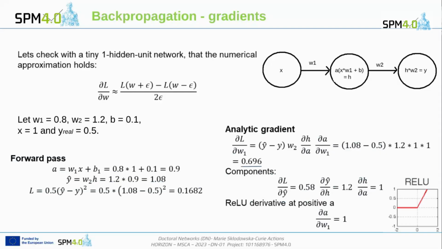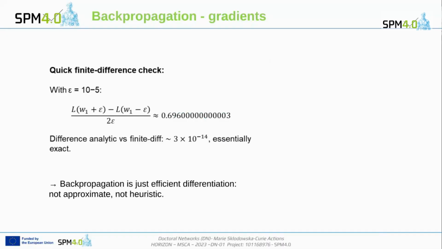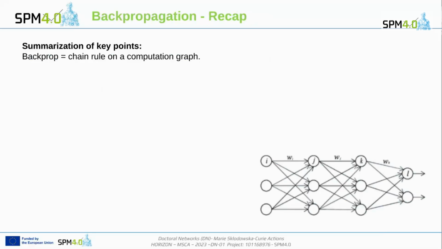Now we want to compare this with the numerical approximation. So I just put the epsilon of 10 to the power minus 5 in the calculator here, and we get this value here. And this is basically exactly the same value as the analytic solution via backpropagation. So we can conclude from this one example that backpropagation is a very efficient differentiation in the network, and it's not an approximation heuristic.